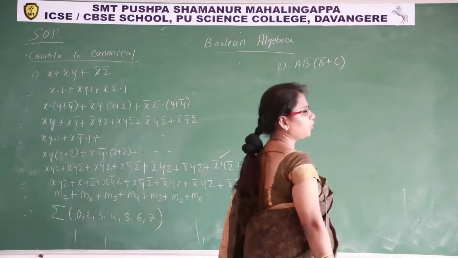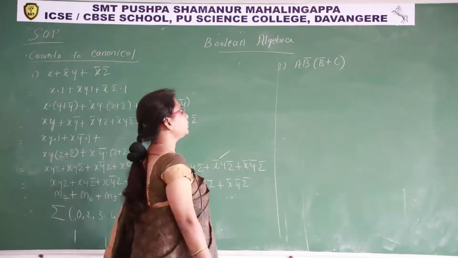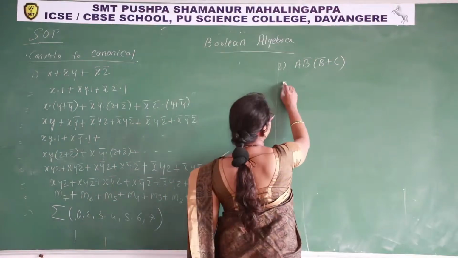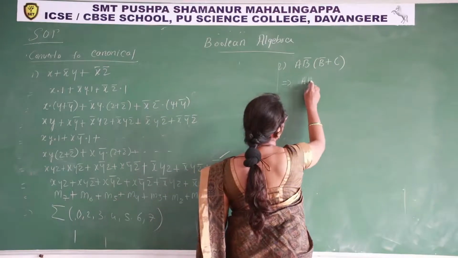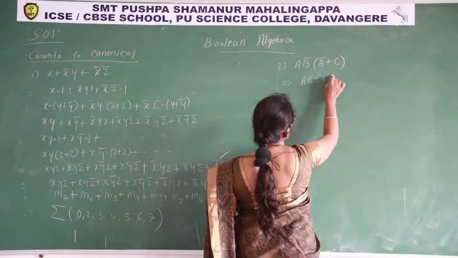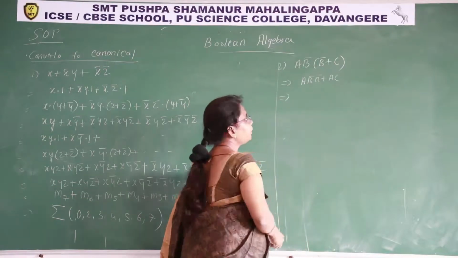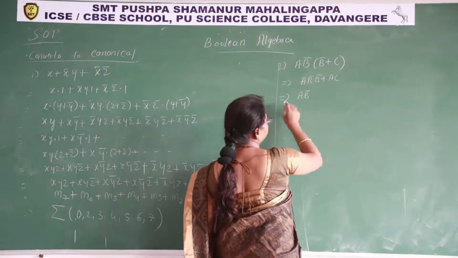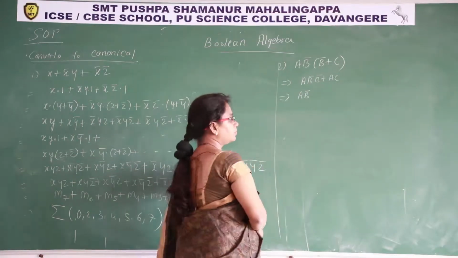Now convert into canonical SOP. Before converting, first you have to make it an SOP expression. How? By applying the distributive law. A B bar plus AC. B bar can be written as B bar B bar, according to the idempotent law.